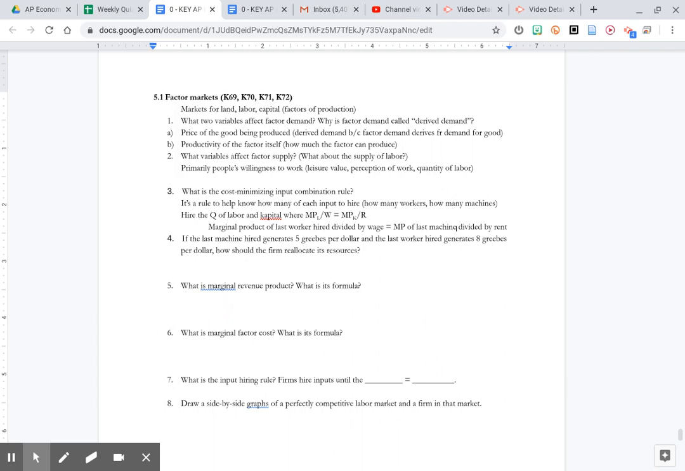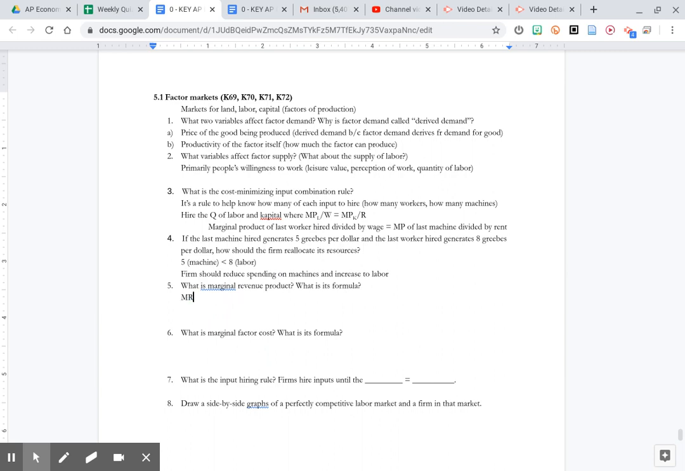Now, this is the example of the problem here. If the last machine hired generates 5 grebes per dollar, which would be the marginal product per dollar, and the last worker generates 8, how should the firm reallocate? Well, 5 is less than 8, and the 8 comes from labor, and the 5 comes from machines. So the firm should reduce spending on machines and increase spending on labor. They should hire fewer machines and hire more workers. And in so doing, this 5 will become bigger and the 8 will become smaller until they equal each other. I remember in class I did a little Pac-Man where you eat more workers, and that's a little bit disturbing. So maybe don't imagine that.